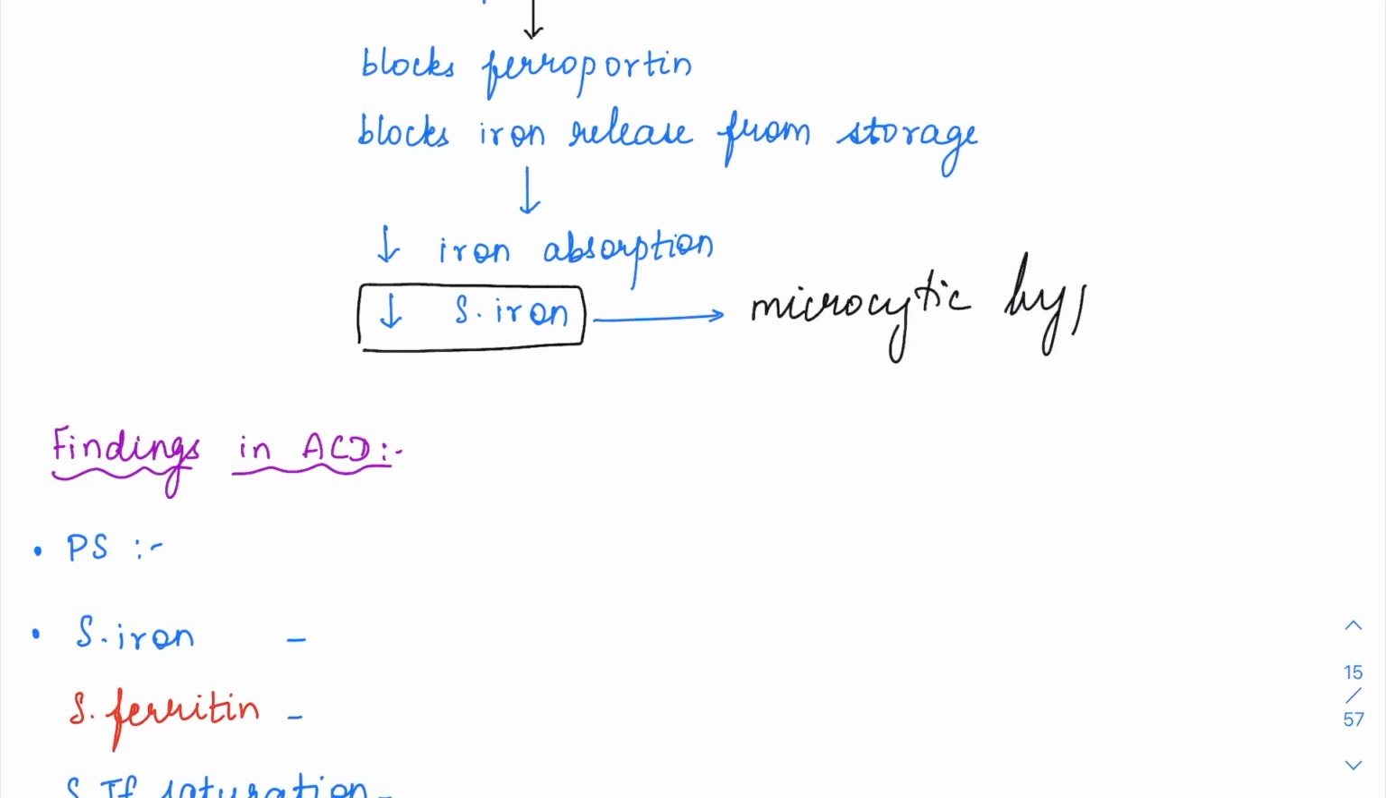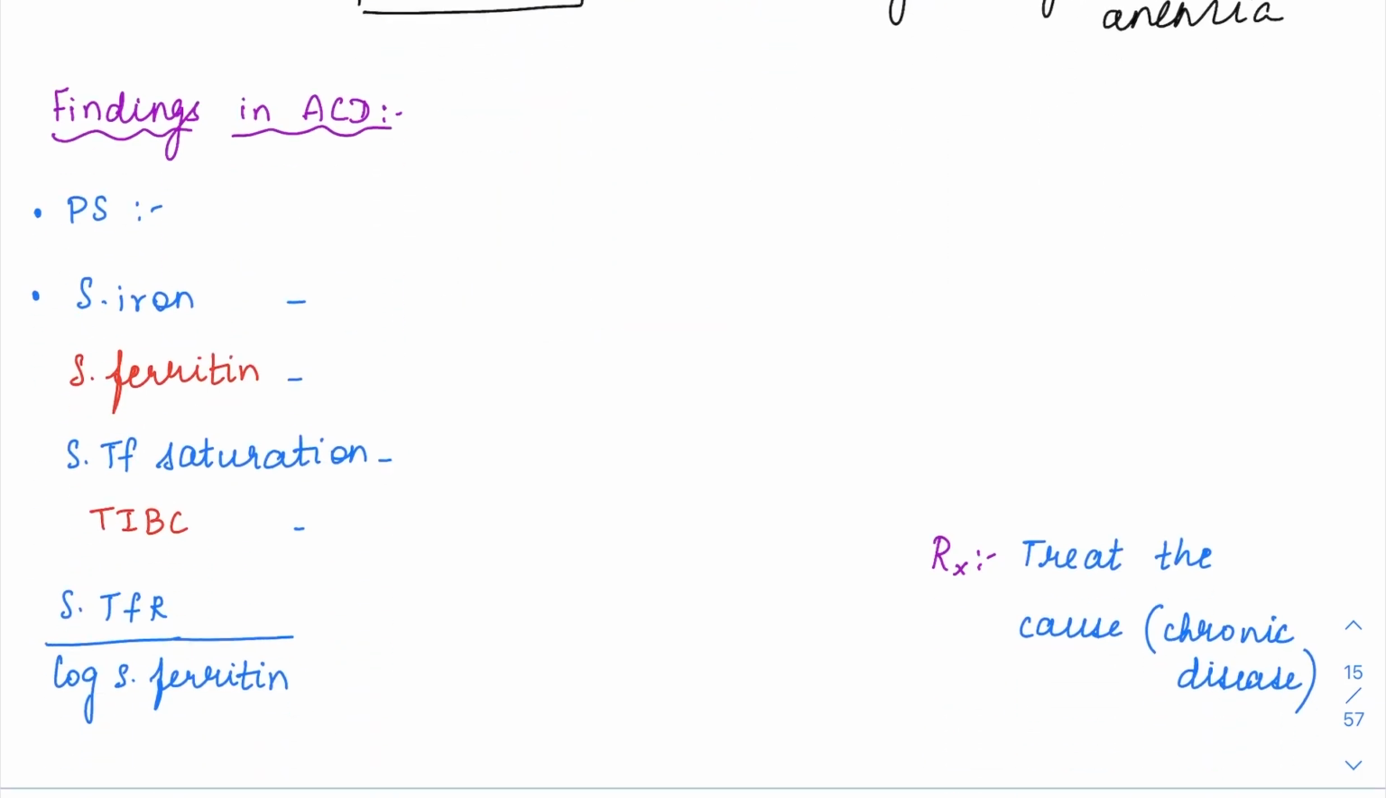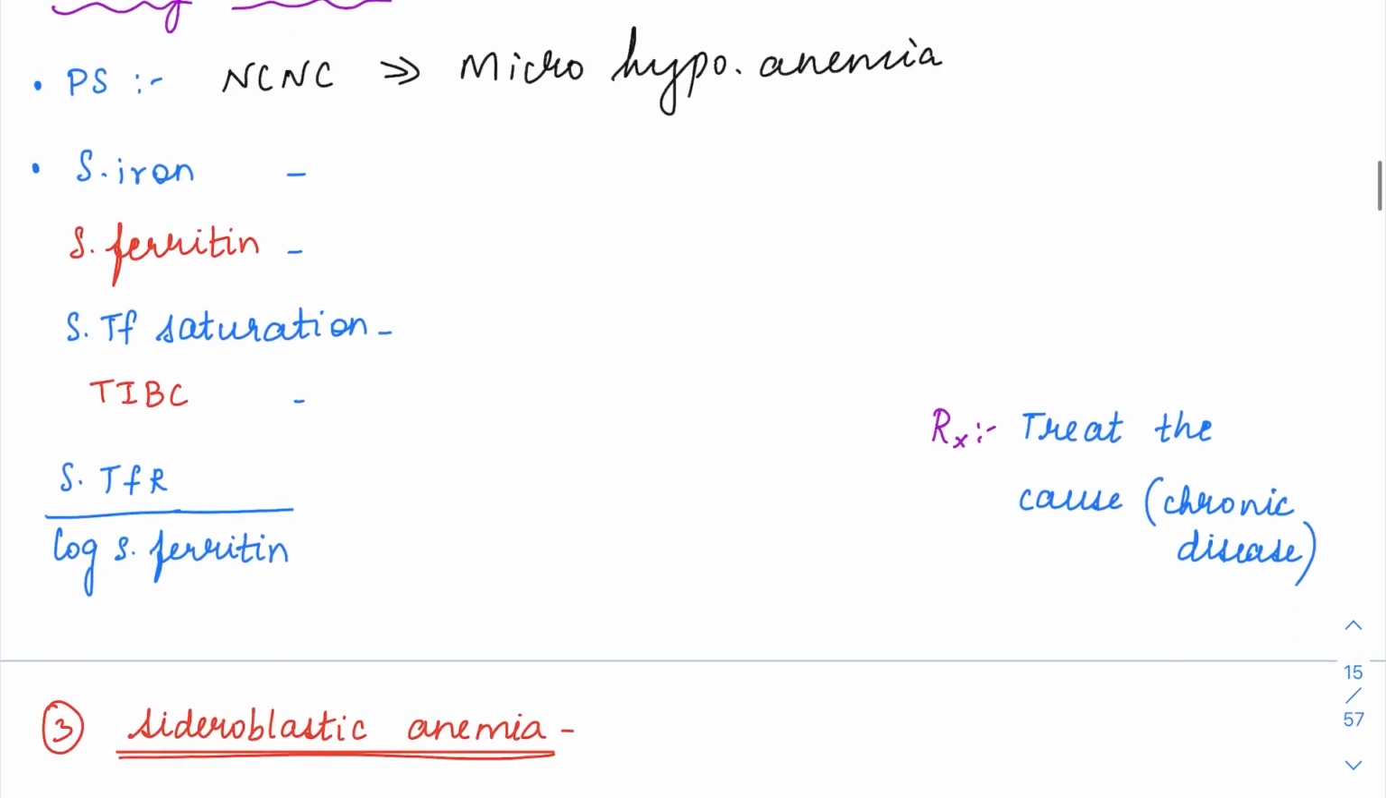Usually it is the normocytic normochromic anemia which is common in anemia of chronic disease, while in later stages it can become microcytic hypochromic anemia when serum iron levels go down. So what are the findings which we see in anemia of chronic disease? Peripheral findings: it will be normocytic normochromic anemia more than microcytic hypochromic anemia, right? Serum iron levels, I told you, are going to go down. And then how will the serum ferritin levels be? It was a positive acute phase reactant, right?